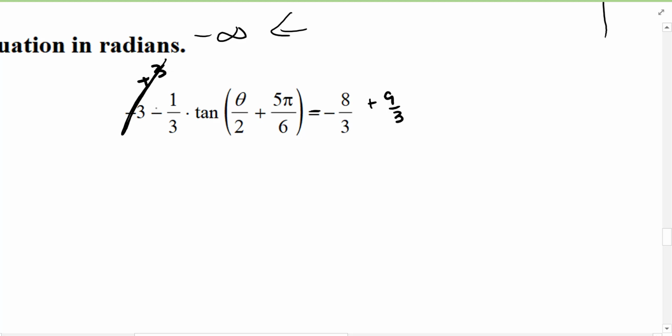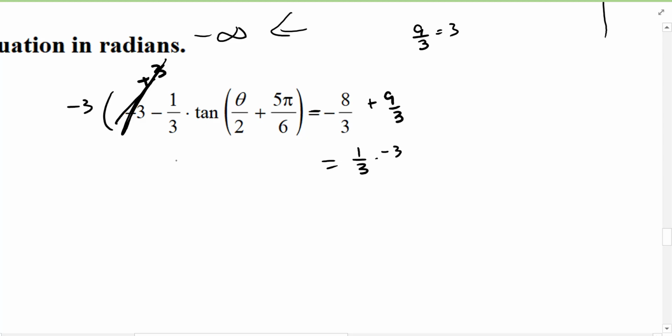That cancels with that. When I add 3 over here, notice there's a 3 in the denominator. So 9 divided by 3 is 3. So I just added 9/3 to this. Well, negative 8/3 plus 9/3 just ends up being 1/3. Well, on the left side, we have negative 1 over 3 attached by multiplication. So I'm just going to multiply both sides by negative 3.